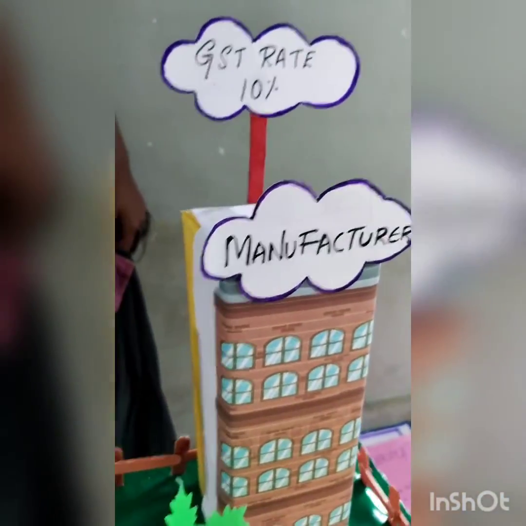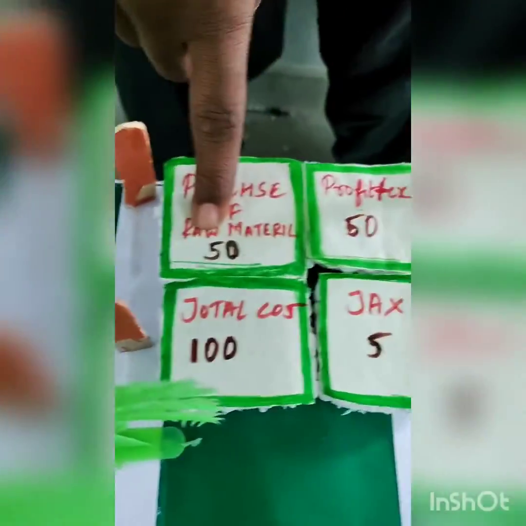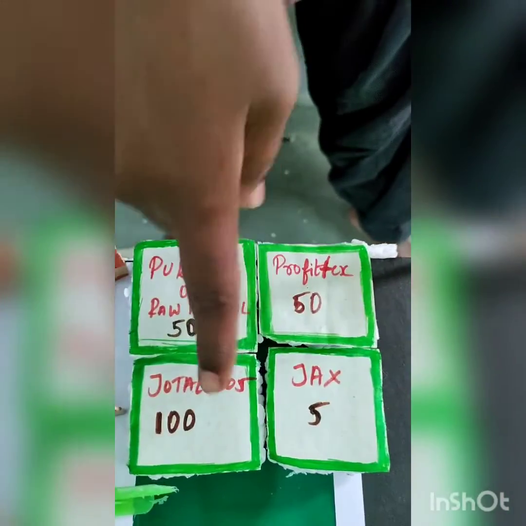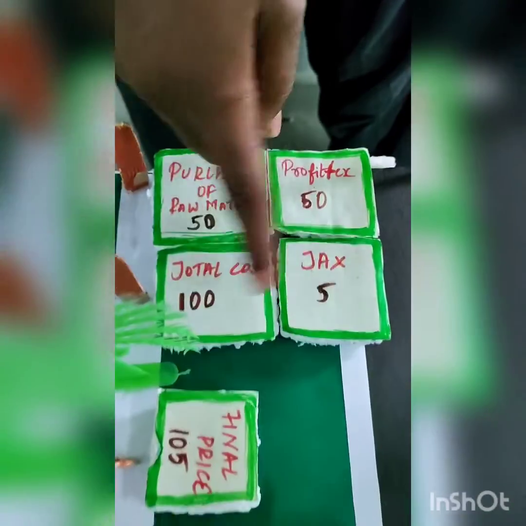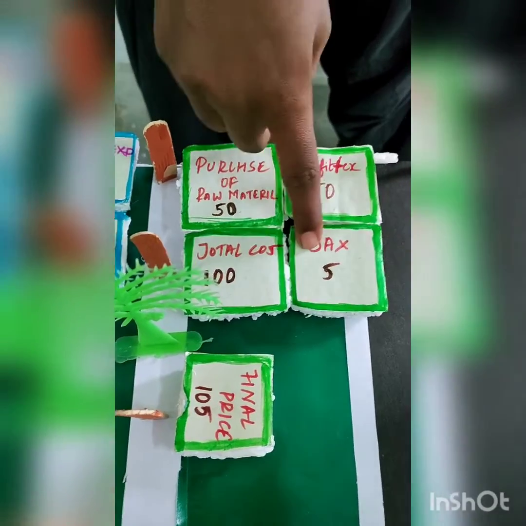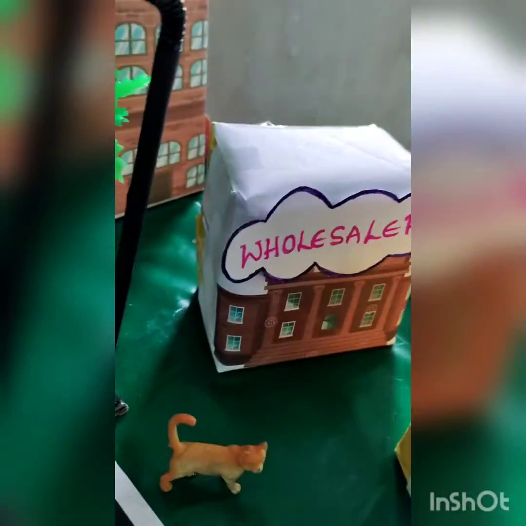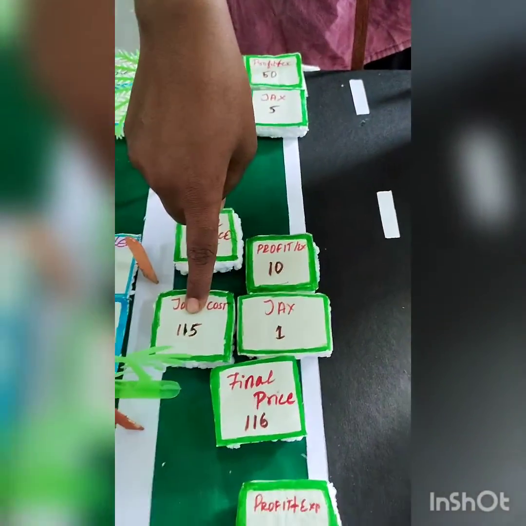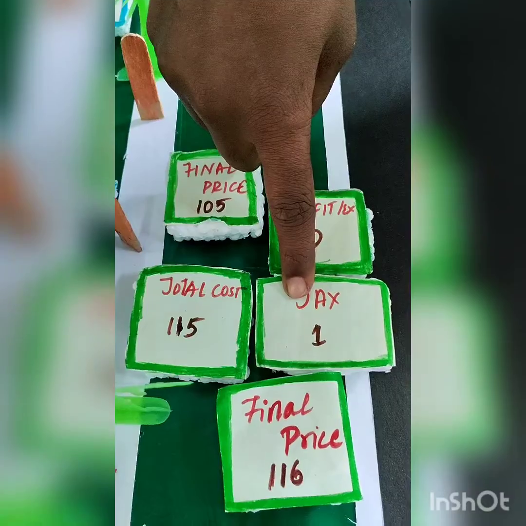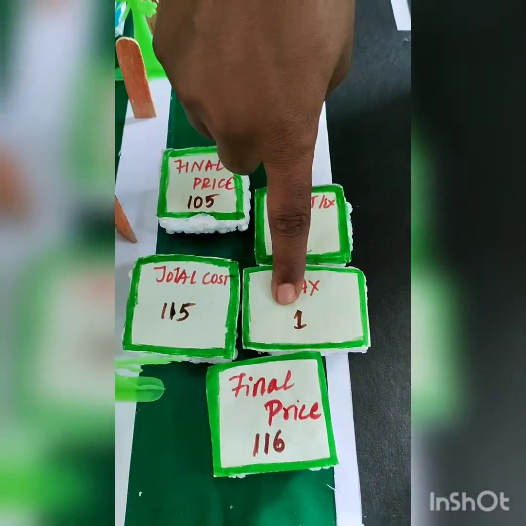After GST, let's take the same example. Suppose the manufacturer purchases a raw material for rupees 50 and he adds his profit of 50 and the total cost will be 100, and he will have to pay a tax on 50 rupees, that will be 5 rupees and the total final price is 105. It will be forwarded to the wholesaler and he adds his profit of 10 rupees and the total cost will be 105, and he will have to pay a tax on 10 rupees, that will be 1 rupee and the final price is 116 rupees.